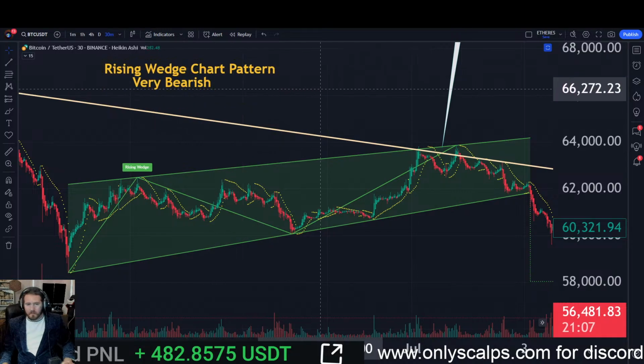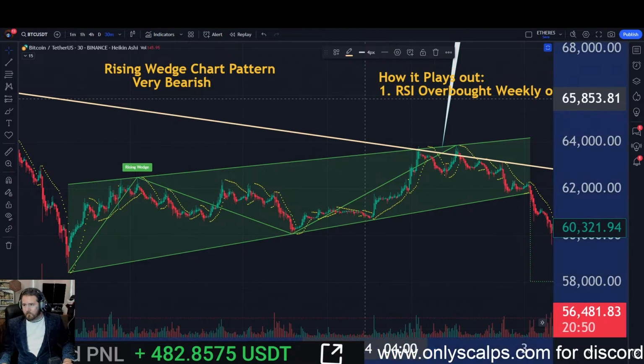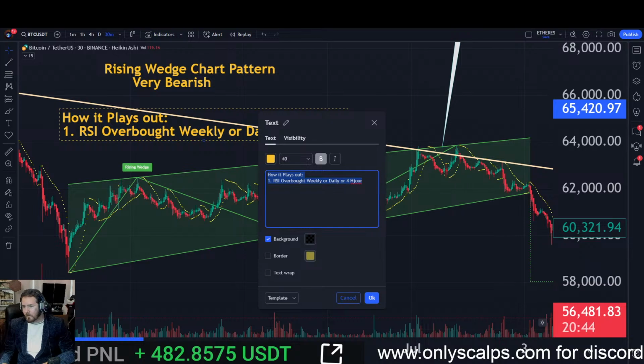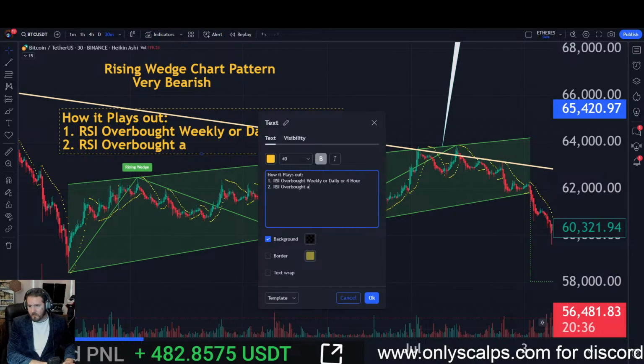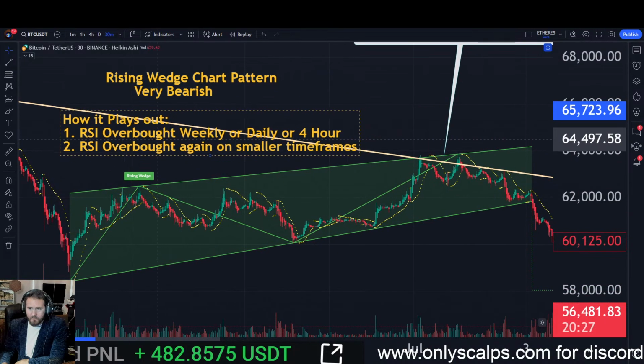So the rising wedge chart pattern is very bearish, and how does it play out? If the RSI is overbought on weekly, daily, or 4 hour, it can play out down, up with a pole. RSI overbought again on smaller time frames. So this bearish chart pattern that I'm showing you guys, we also have it mapped out by TradingView.